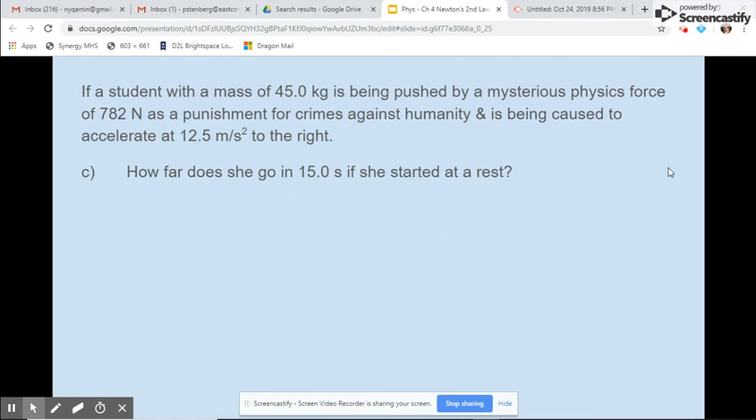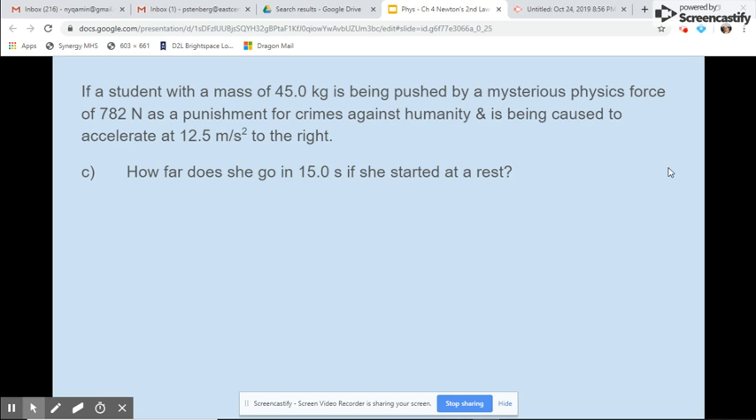Part C has been a little while, so what was part C? Just reminding us. You've probably got it in your notes. Mine's like 3 slides ago, though, so I can't see it. Part C was asking how far does she go in 15 seconds if she started at rest? So if you look at that, we're talking about how far, we're talking about time, we're talking about starting at rest. This may sound like a review of stuff from before, because it is. We're just looking at a one-dimensional motion type of situation.